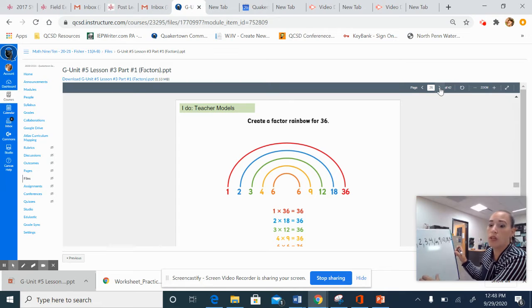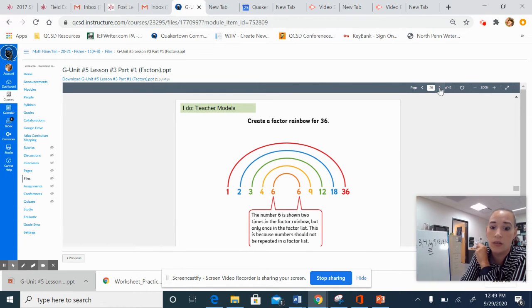Okay, really important to not forget, when you are listing all the factors of a number, you never repeat a number. So even though you see 6 up there twice, you only list 6 one time. On a quiz or assessment, if I ask you to list all the factors of a number, create a factor list, and you list 6 twice, I'd have to take off at least a half a point. You list it one time in numerical increasing order for me.